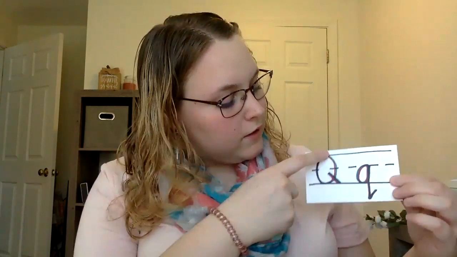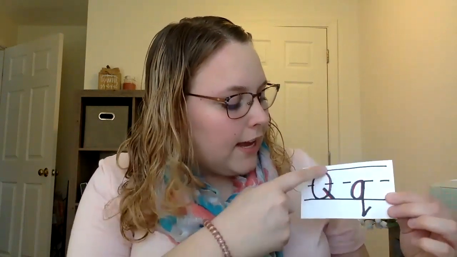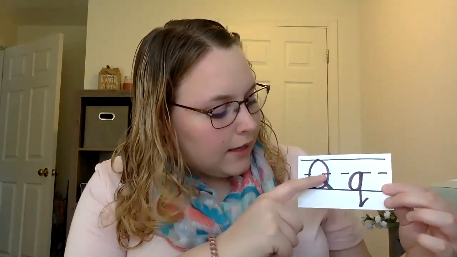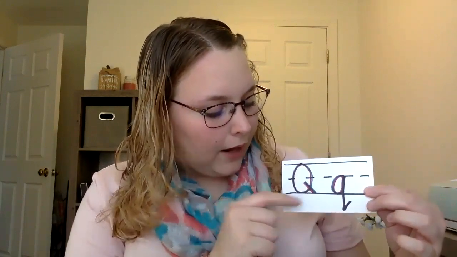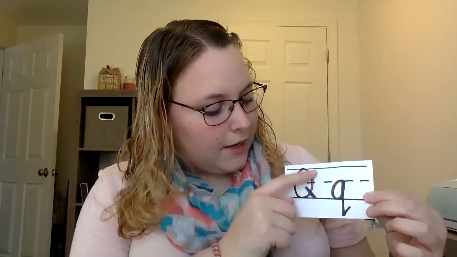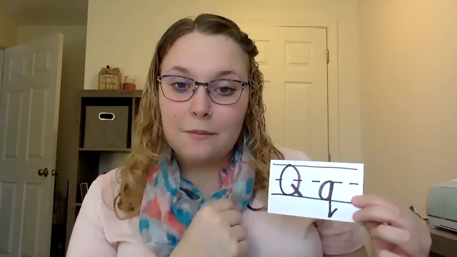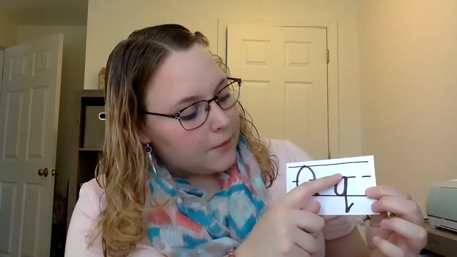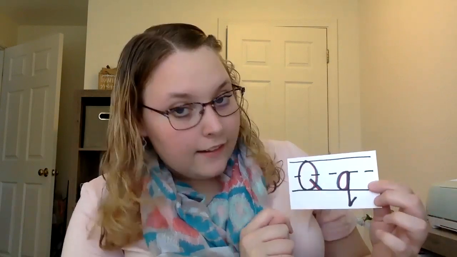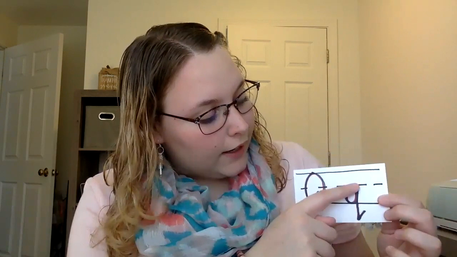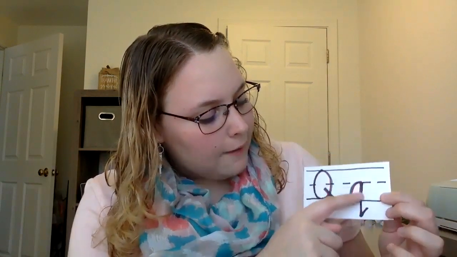For our next letter, we have the letter Q. Starting at the top, make a curve. Then we make a little diagonal line between the middle line and the bottom line. So make a curve, diagonal line to the bottom. For our next letter, we start at the middle. You're going to make a C, go up and down, and make a little diagonal line right there.